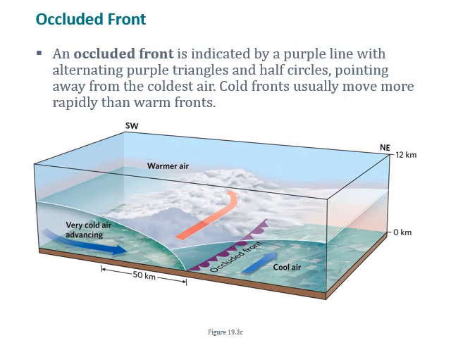The occluded front here is indicated by the purple line, the alternating triangles and half circles pointing away from the coldest air. Cold fronts usually move more rapidly than warm fronts, and in the case of the occluded front, you get the cold air from two fronts hitting one another. I'll mention that another slide in this presentation provides a better image of the process of an occluded front forming. But in this case, as in all others, the warm air rises above the cold air.